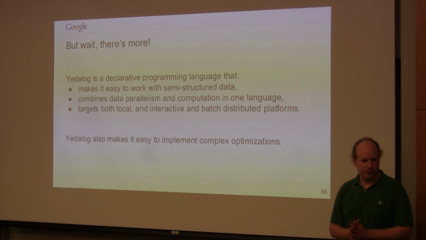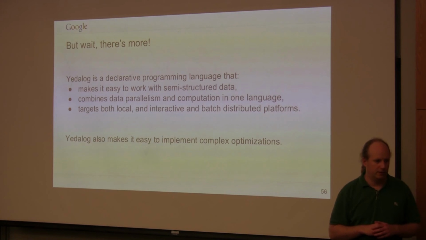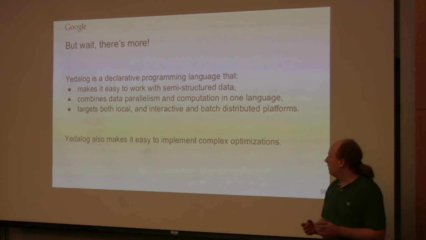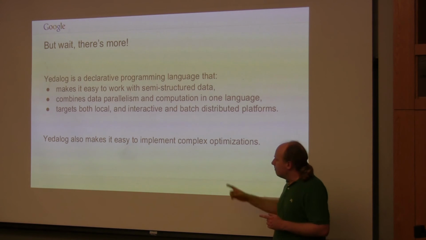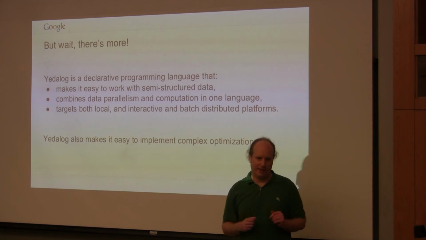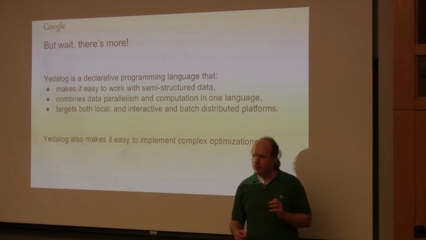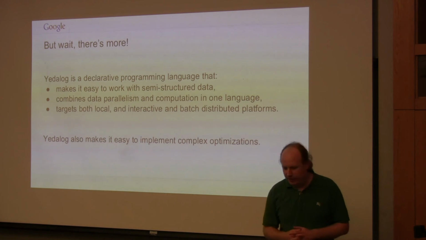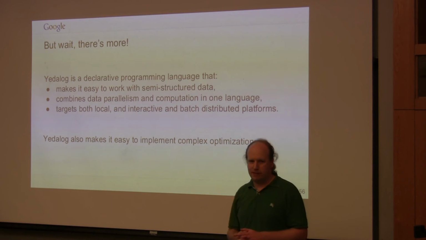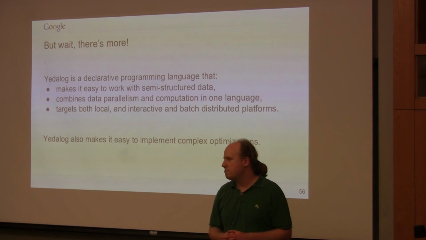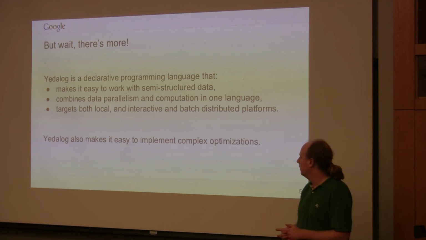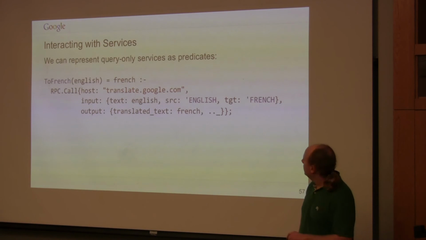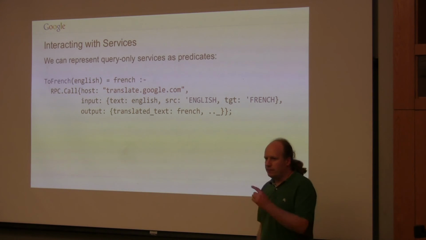So much for the language, but there's a lot more stuff there, right? We have a programming language that makes it easy to work with programming, and so on. But it's also really cool from a programming language perspective. Why is that? Because it makes it very easy to express incredibly complex optimizations that would not be possible in a lot of other languages, or would be very hard.